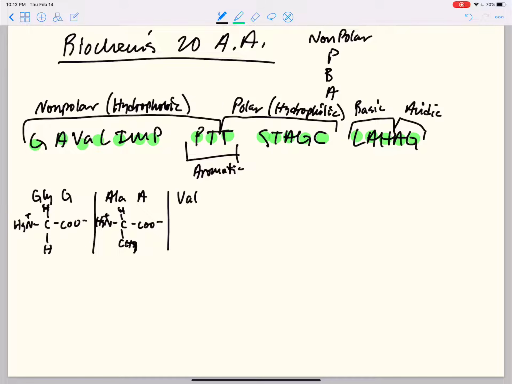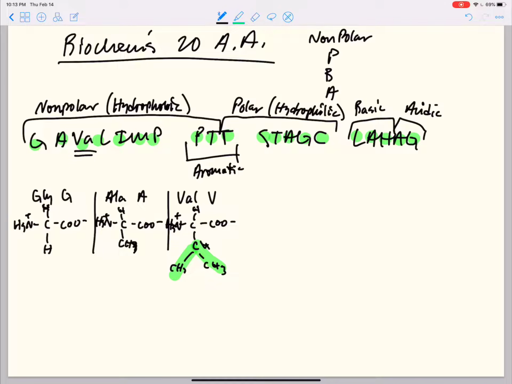Valine is next, Val, V. Oh, and up here I wrote valine as VA just because I didn't like the sound of GAVaLIMP, so I wrote GAVaLIMP. Just personal preference there. It's up to you what you would like to do. H3N plus here, hydrogen. We have that carbon. We add 2 more methyl groups on the end. And valine here makes an upside down V.